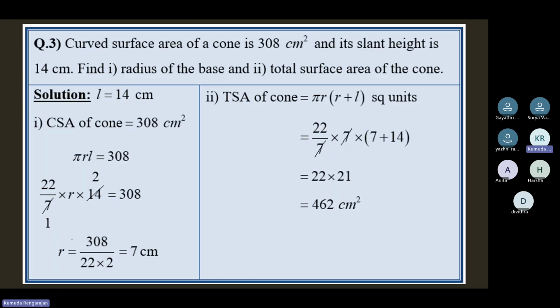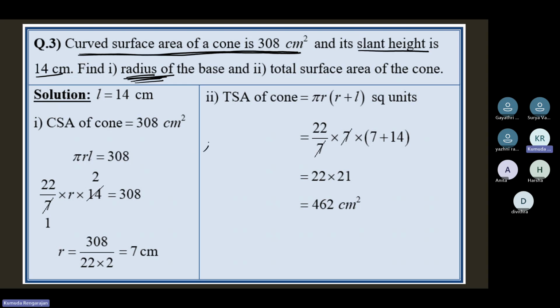In this question, you have to find the radius of the cone. And to find the radius of the cone, what is given? The curved surface area of the cone is given to you and the slant height is given to you. You have to find the radius.